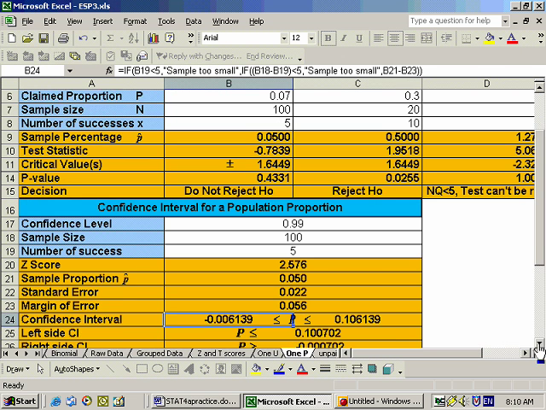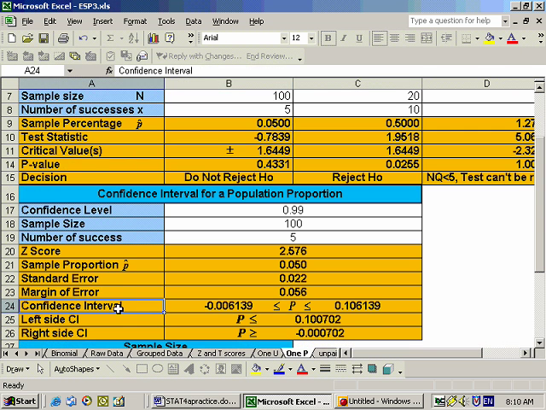So we would say that I am 99% sure that the percentage of cat owners that buy their cats a Christmas present is between 0 to 10.6%. And the reason why it's 0 is because you can't have a negative percentage of cat owners buy their cat's Christmas present. So the lowest it could really go is 0. So 0 to 10.6%.